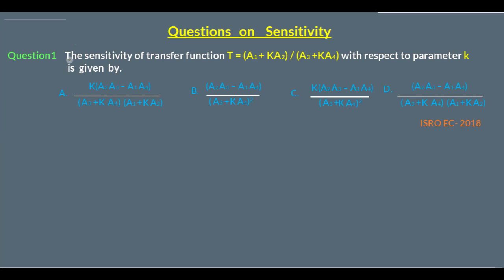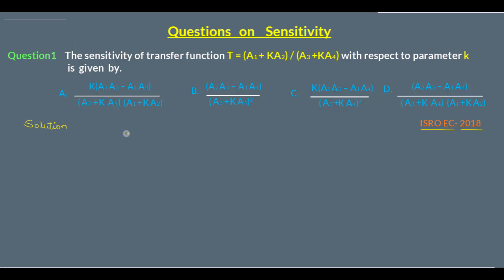The first question is: the sensitivity of transfer function T, which is given as (A1 plus K A2) upon (A3 plus K A4), with respect to parameter K is given by, and you have four options. This question was asked in ISRO EC 2018. So let us now find the solution of this question.